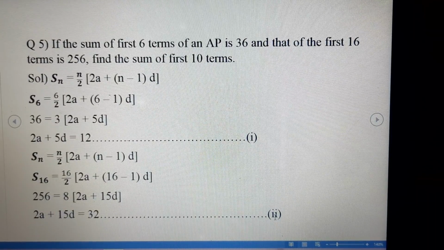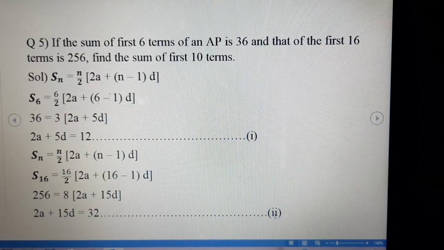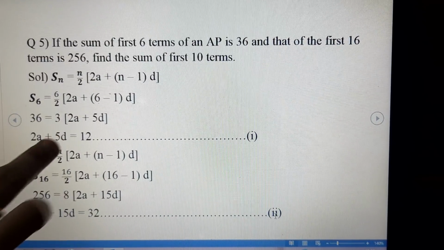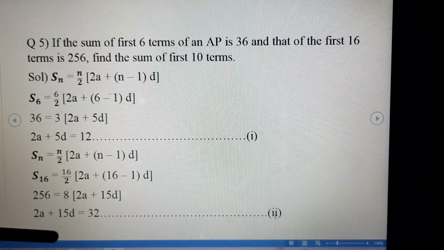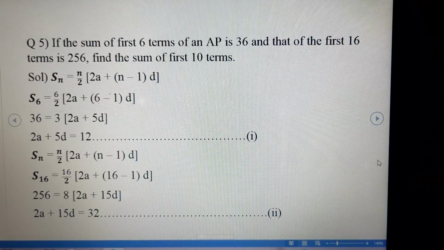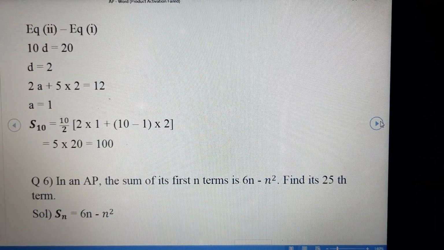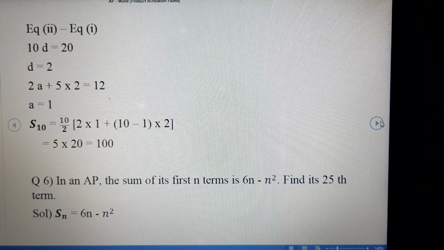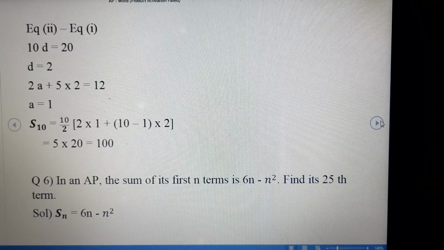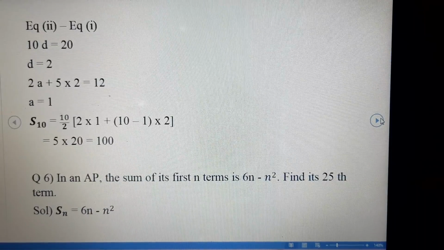So if we subtract equation number 1 from equation number 2, then 2a and 2a will be cancelled because we will change the sign. And 15d minus 5d becomes 10d, and 32 minus 12 becomes 20. So we have got the value of d as 2. Clear? We will substitute it in equation number 1. So 2a plus 5d is equal to 12, d is 2, and we have got the value of a as 1.